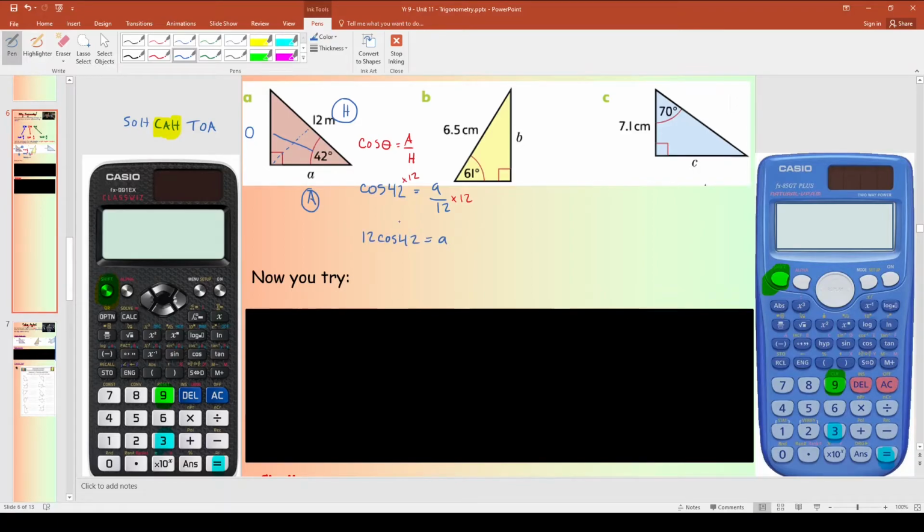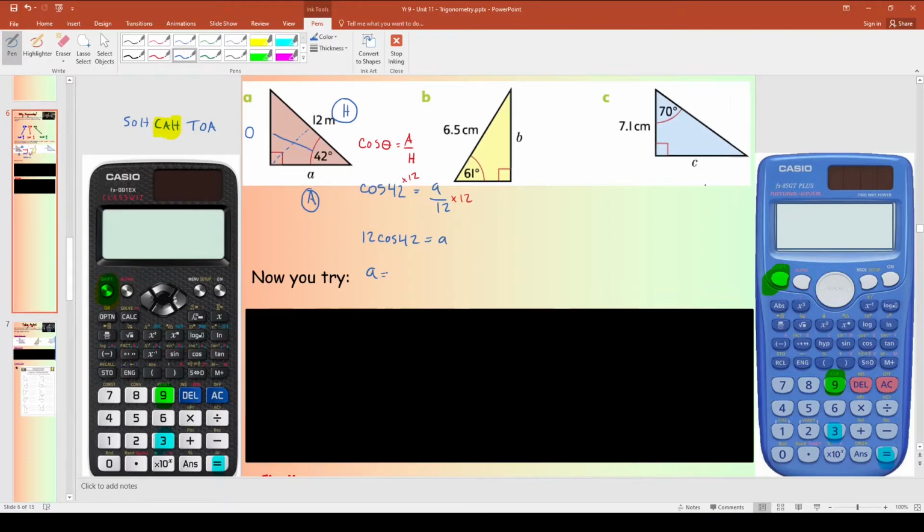Oh, I should say as well, see how I put cos 42 times 12? You don't usually put the times 12 after the trig ratio, because then it's not clear if it's the cos of 42 that's times by 12, or if it's just the whole side times by 12. So you treat it a bit like an x, and you just put the number that you times by in front. So that means A is 12 cos 42.